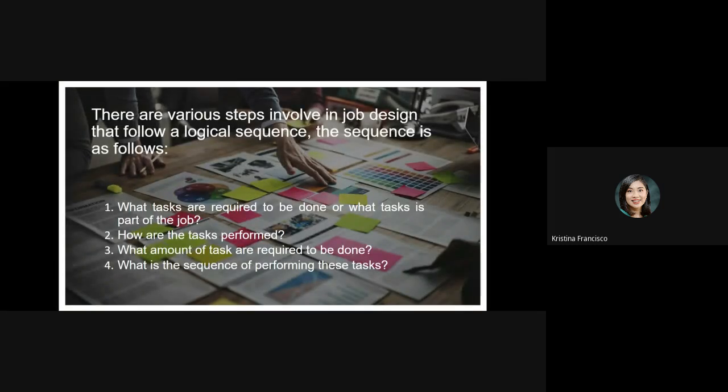So again, there are various steps involved in job design that follow a logical sequence. In sequence, they are as follows. One is what tasks are required to be done, or what tasks are part of the job. Two, how are the tasks performed? Three, what amount of tasks are required to be done, and what is the sequence of performing these tasks. Now, all these questions are aimed at arriving at a clear definition of a specific job, thereby making it more efficient and less risky for the one performing it.